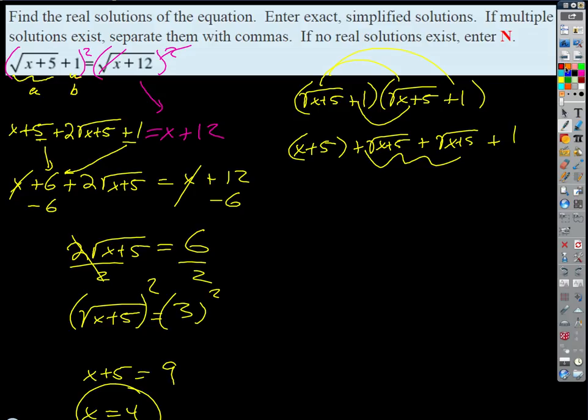If I plug in 4, I'm going to get the square root of 9, plus 1. So I get 4 on that side. Over here I get the square root of 4 plus 12 is 16. I get 4 equals 4, so it works. Okay? That one's supposed to be this amazingly hard challenge problem, but it's not that big a deal. You can do it.